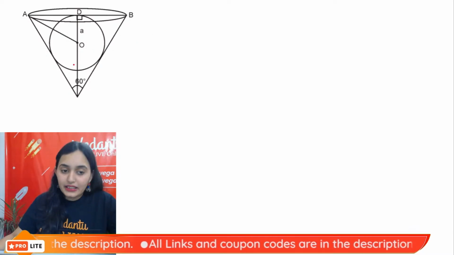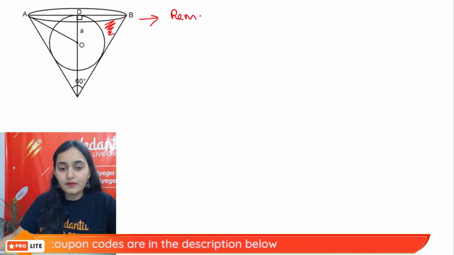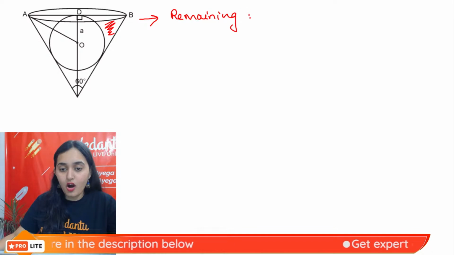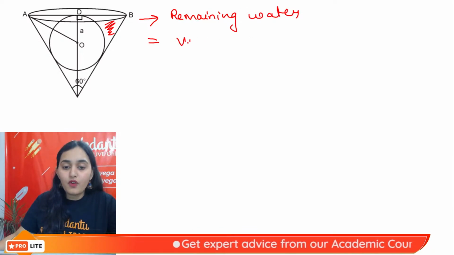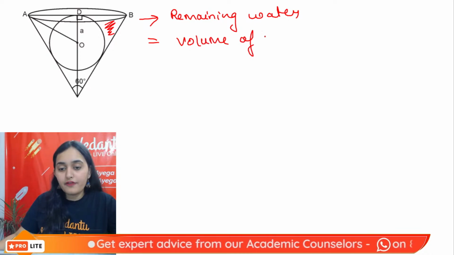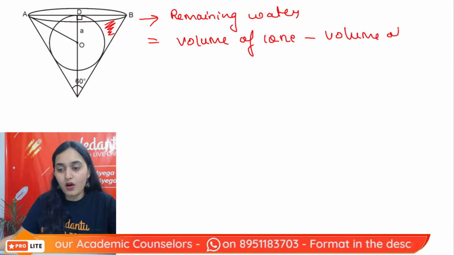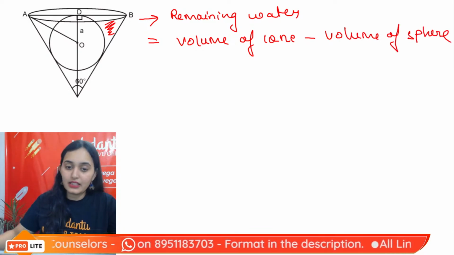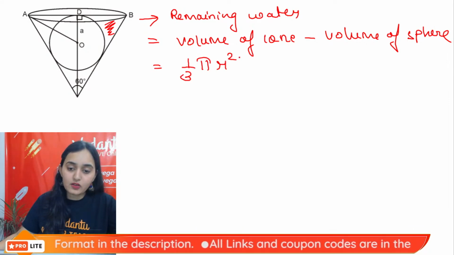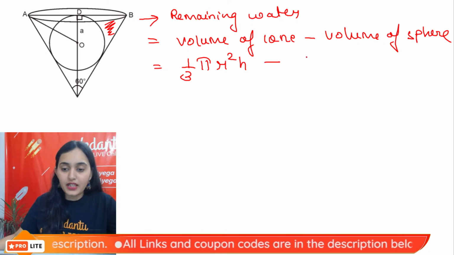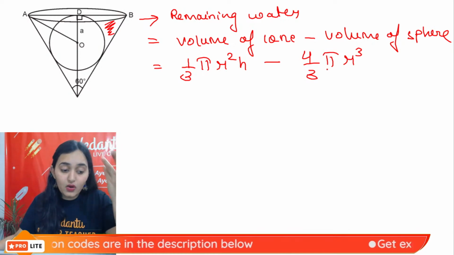So, in this question, they are asking you remaining water. Now, remaining water will be volume of cone minus volume of sphere, right? What is the volume of cone? 1/3 of pi r square h. What is the volume of sphere? 4/3 pi r cube. What do we know in the question?